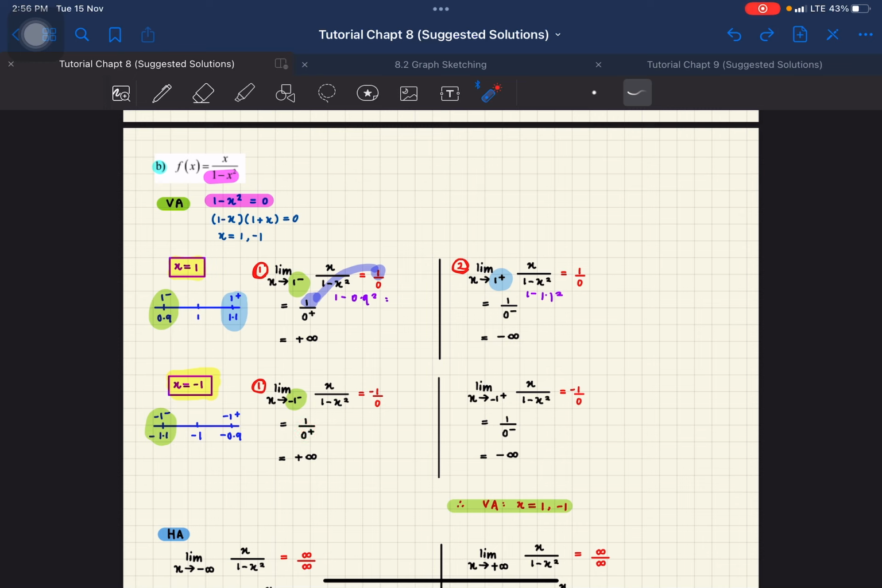Okay, so 1 bahagi dengan 0 positif, awak dapatlah positif infinity. Okay, so this one saya tak perlu dah nak try untuk awak. So nanti awak settlekan sendiri.